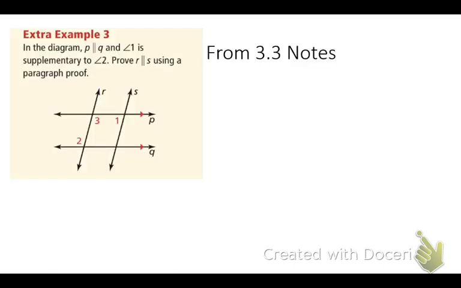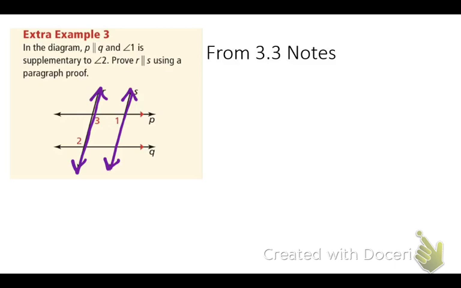Now to our notes. Okay, in the diagram, P is parallel to Q. Angle 1 is supplementary to angle 2. Prove that R is parallel to S using the paragraph proof. So we want to prove that these two are parallel. You cannot say that they have the same slope, because how in the world would you know? You would need to know the rise over the run. We literally know nothing about their slope.